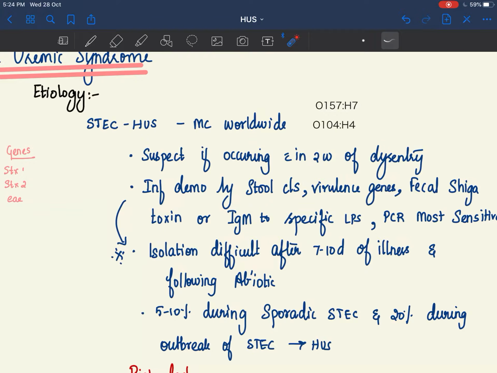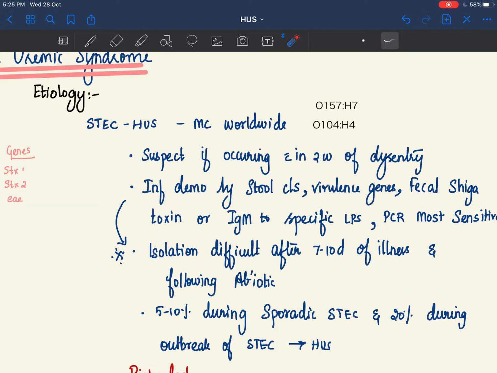What about etiology? What triggers a HUS? Why will a person who's normal suddenly go on to have this sort of presentation? So one is STEC HUS. STEC is Shiga toxin Escherichia coli. Okay, E. coli. This is the most common cause worldwide, but in India this is coming down. Shiga toxin is also coming down. Shiga-like toxin is also coming down. Okay, O157:H7 and O104:H4.